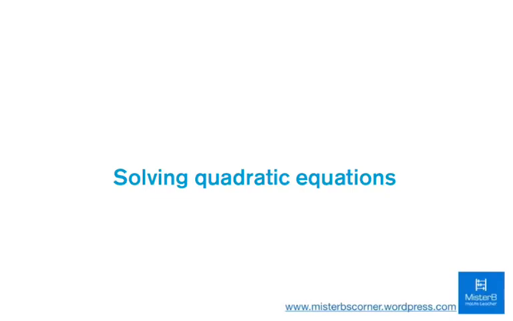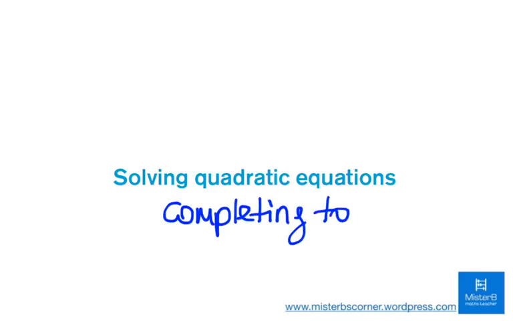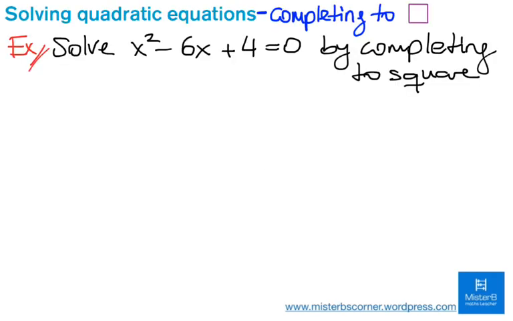In this video, we're going to learn how to solve quadratic equations by completing the square. Now let's look at this example. Here I have x squared minus 6x plus 4 equals 0, and I'm going to use the method of completing the square to solve this.